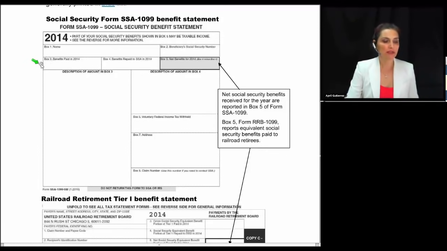Now, in Box 3, benefits that were paid during the year, if any of those were repaid, you would take Box 4, subtract it from Box 3, and put the net difference in Box 5. But if benefits that were repaid during the year exceeded the benefits received, then it could be that Box 5 is 0 or has a negative number.